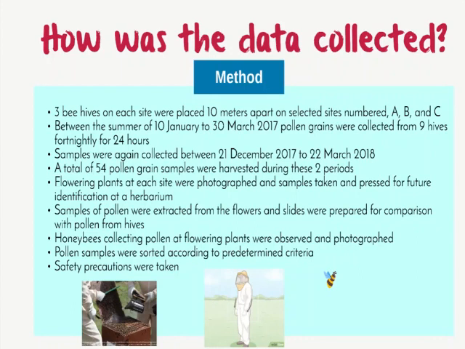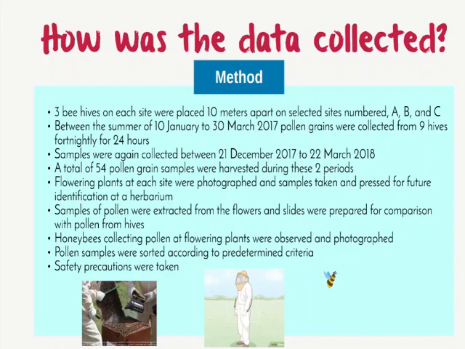Flowering plants at each site were photographed and samples taken and pressed for future identification at a herbarium. Samples of pollen were extracted from the flowers, and slides were prepared for comparison with pollen from hives. Honeybees collecting pollen at flowering plants were observed and photographed. Pollen samples were sorted according to predetermined criteria, and safety precautions were taken. Notice that the method is described in detail.